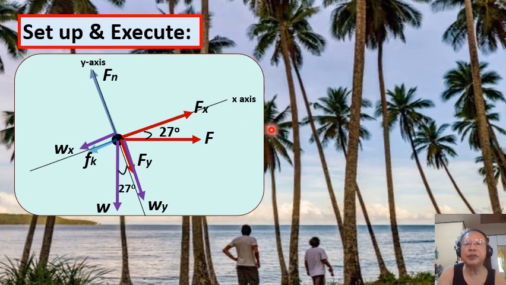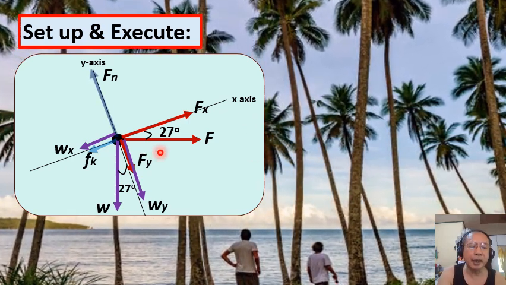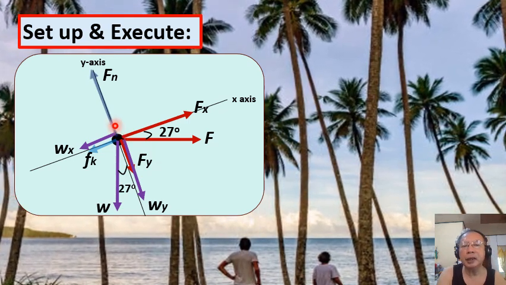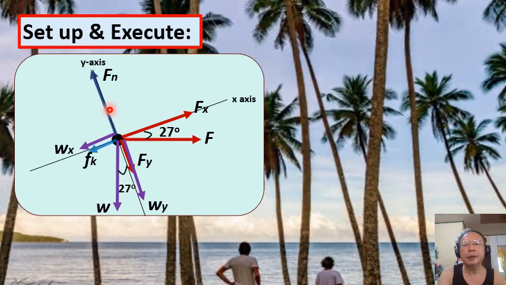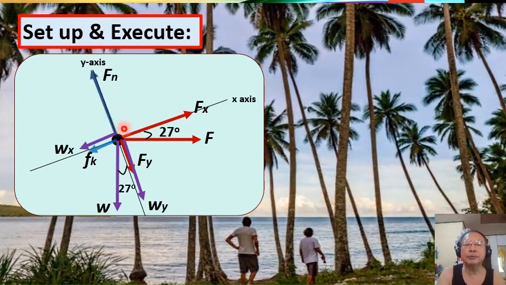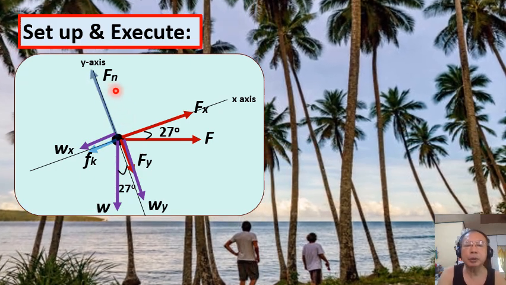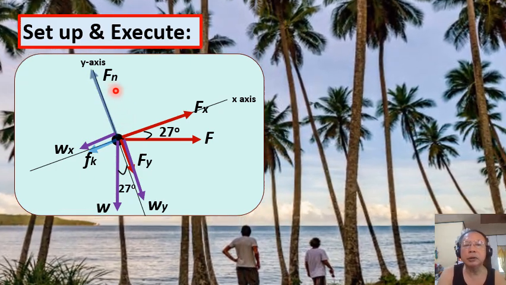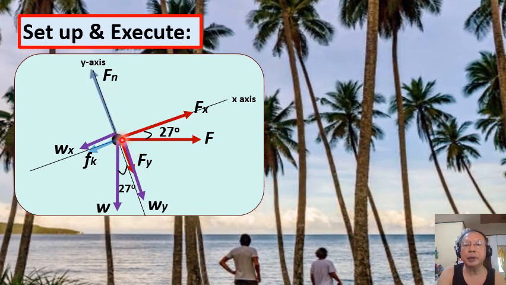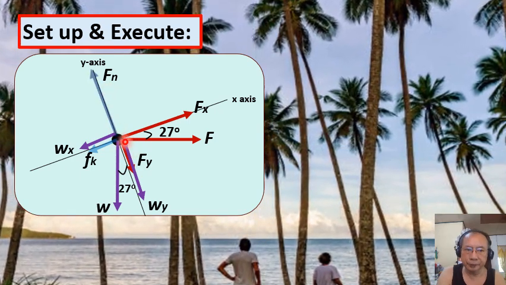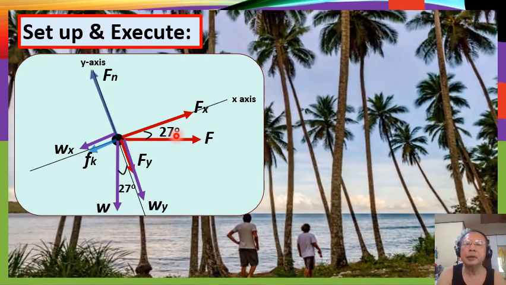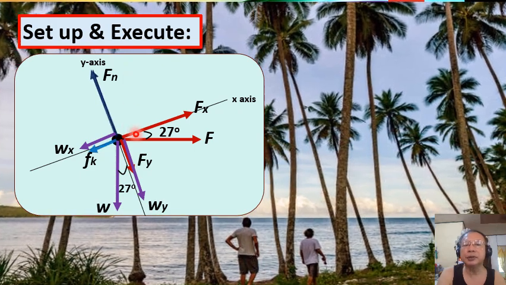The force exerted by the surface of the incline is represented here by the arrow pointing into the positive y direction. This is normally called the normal force, which means it is the force exerted by the surface perpendicular to the surface. That's why it's called normal force.